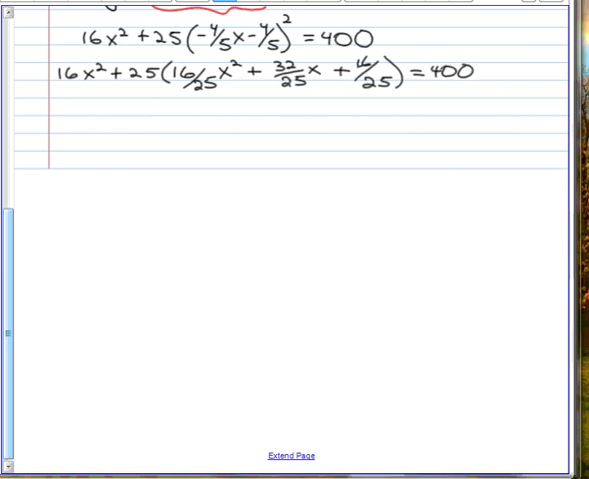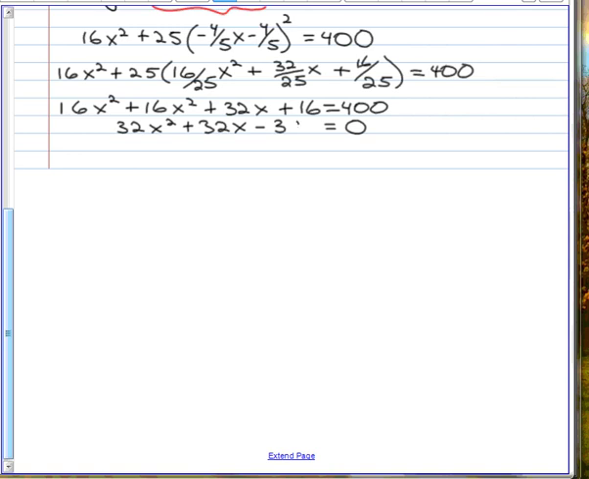Equals 400. Now the nice thing is we need to distribute what number? 25. And what happens to every one of those fractions? They were really, really nice. 16x squared plus 16x squared plus 32x plus 16 equals 400. When I distribute my 25, it cancels out those fractions. So 32x squared plus 32x minus 384 equals 0. I want to set it equal to 0 so that I can do what now? You can divide everything by 32.